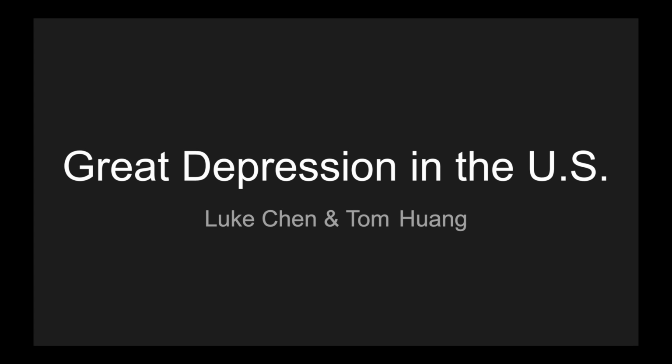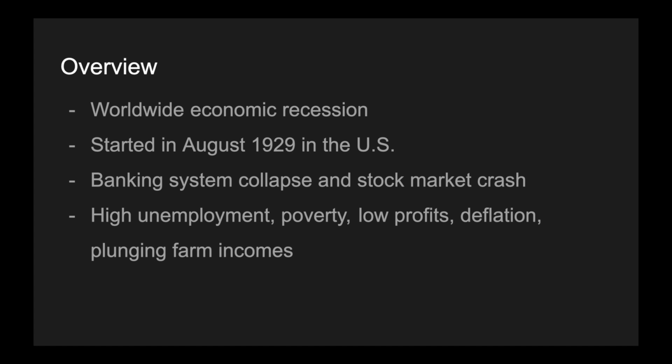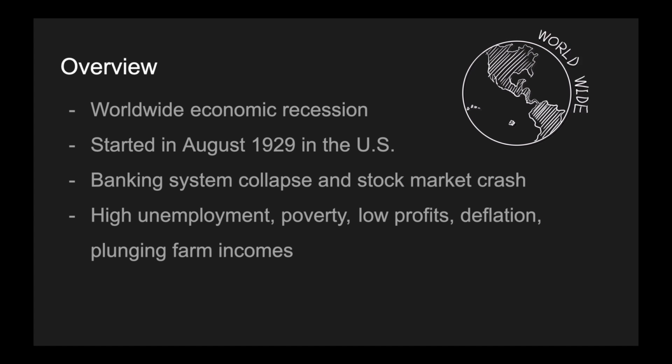Today, we're going to talk about the Great Depression and its effect on the economy. The Great Depression was a worldwide economic recession. It started in August 1929 in the United States. During the recession, the banking system collapsed and the stock market crashed. It caused high unemployment, poverty, deflation, and various other effects.